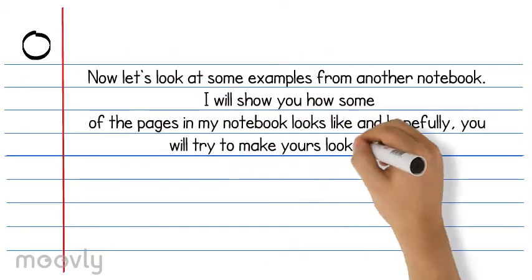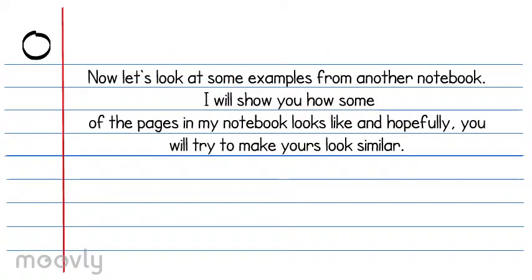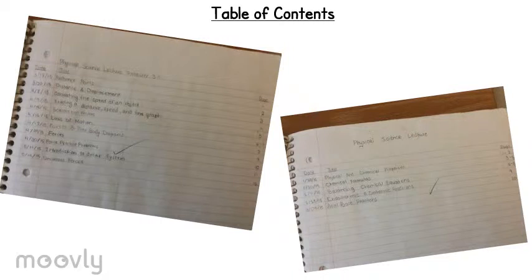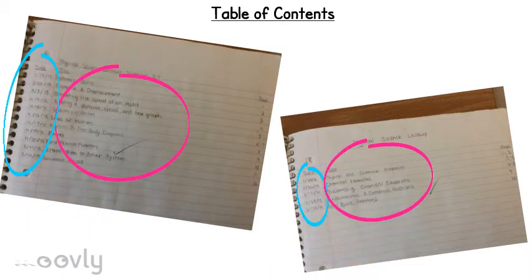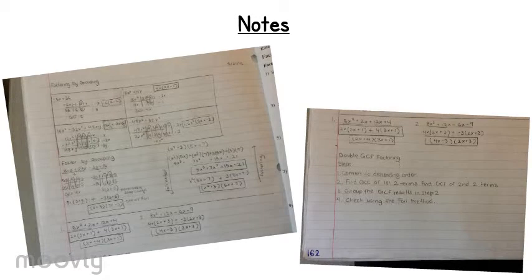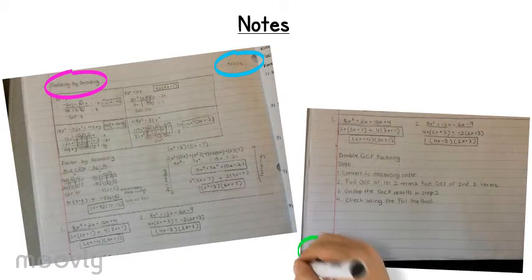Alright, let's look at some examples of how your notebook table of contents and pages of notes should look like. In this table of contents, you can see that the titles are written under its correct place, and the dates are written for each title, and so is the page number. You can see on this set of notes that there is a title at the very top, the date is written at the right corner, and the page number is written in the bottom corner.